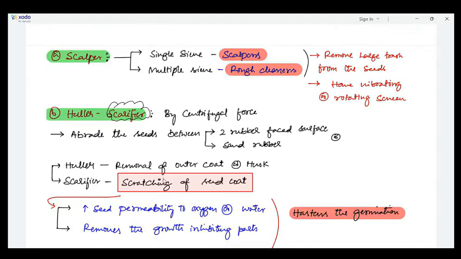I hope you are already able to see it on the screen. I mentioned the two important advantages of scratching the seed. Scratching is nothing but rubbing the seed on a hard surface. So why do we do it? It will increase the permeability to oxygen and water, in which the imbibition rate will increase. And secondly, it will remove any growth inhibiting parts, substances or chemicals that are present in the seed coat. So ultimately, it will hasten the germination process.